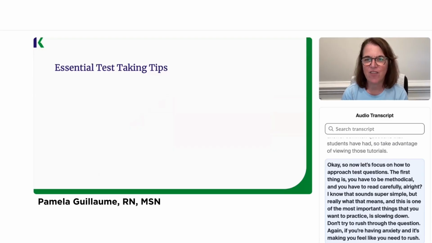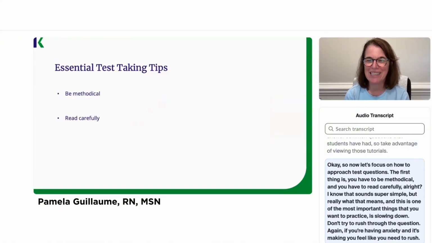Okay, so now let's focus on how to approach test questions. First thing is you have to be methodical and you have to read carefully. I know that sounds super simple, but really what that means, and this is one of the most important things that you want to practice, is slowing down. Don't try to rush through the question.